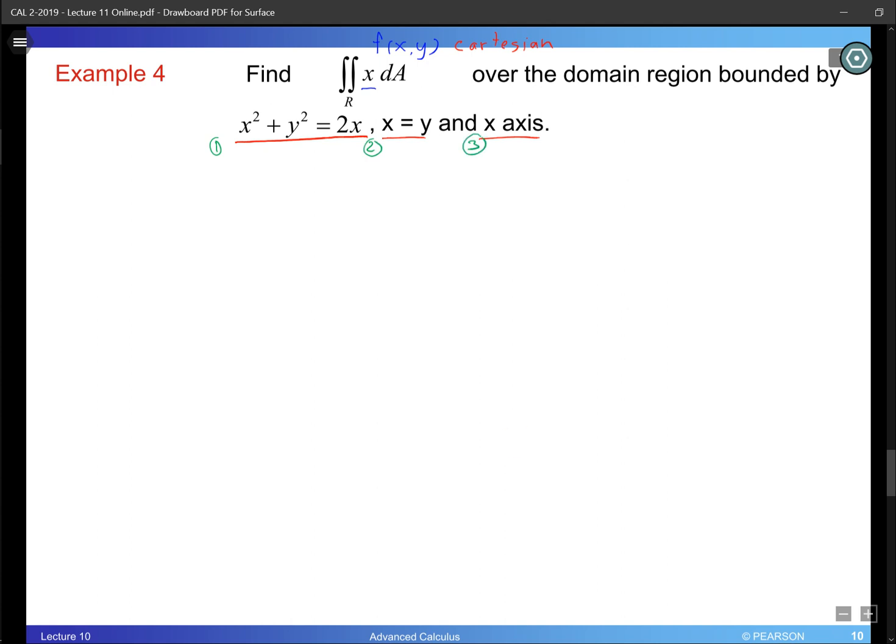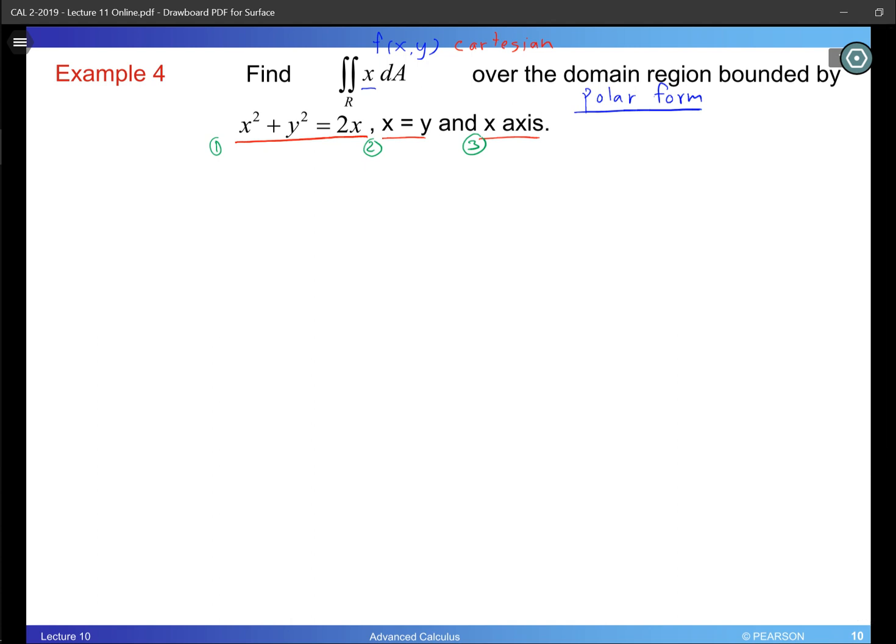Okay, in this example, we are supposed to use the polar form. Actually, you can try to solve these double integrals by using the Cartesian form, but using the polar form is going to be more convenient. So let's see if that is true. So we are going to use the polar form. That is our focus in this chapter, polar form.